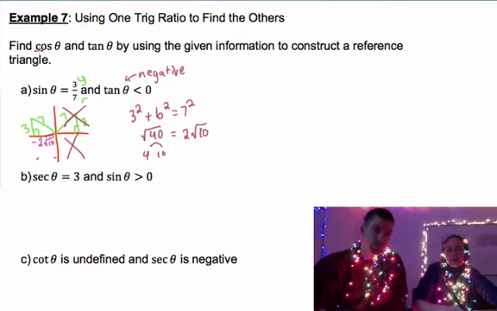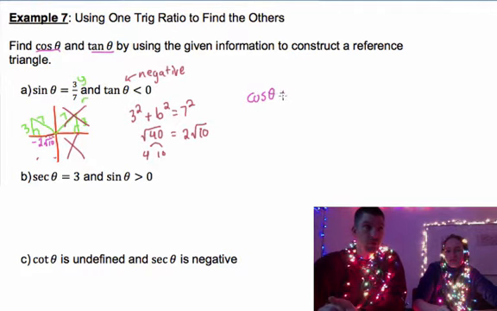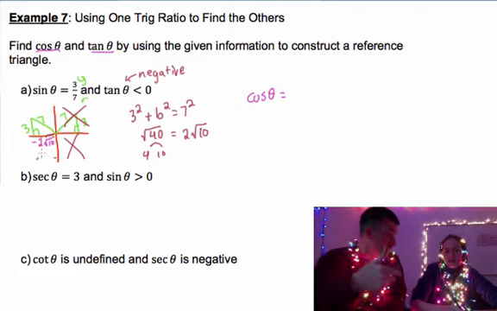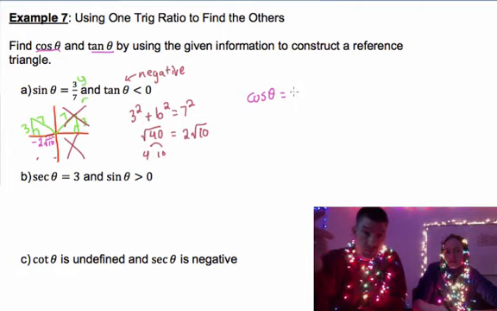Now we can do what they asked us and find the cosine and tangent. For these, we just go back to cosine is the x-coordinate over r, which we just found. The x-coordinate is negative 2 square roots of 10, over r, which is 7. So there's that bad boy.